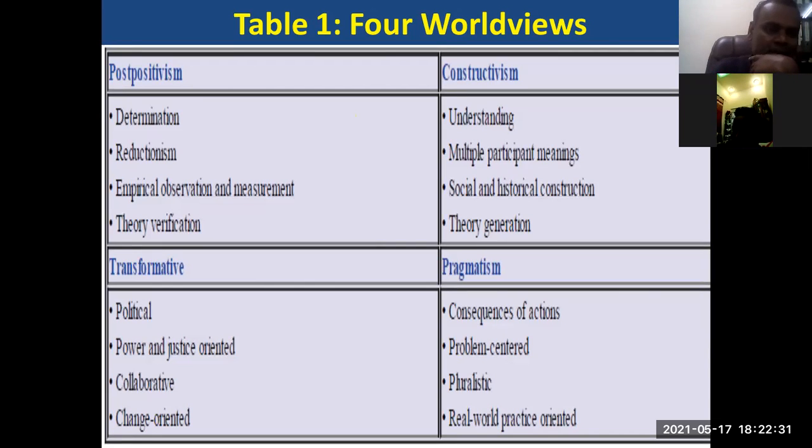If you want to determine or follow reductionism, empirical observation, theory verification, you need to go with positivism. If you want to understand particular phenomena or multiple participations, meaning social and historical constructions, theory generation, then you need to go with constructivism. If you need to develop political change, power and justice oriented, collaborations, change oriented, then you need to go with the transformative approach. If you want to go with pragmatics, you look at the consequence of certain actions, problem centered, pluralistic, real world problems. Then you need to choose the pragmatic approach.